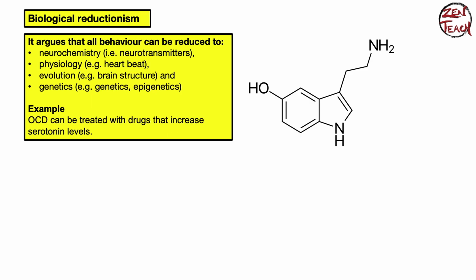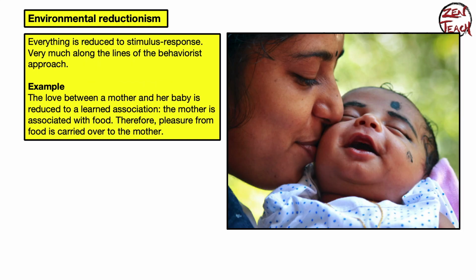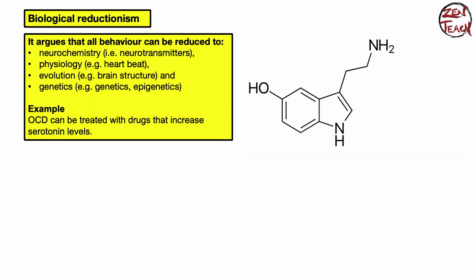So let's look at those two types of reductionisms, biological and environmental reductionism. So biological reductionism we've talked about already quite a lot. Here's a breakdown of what that could entail.